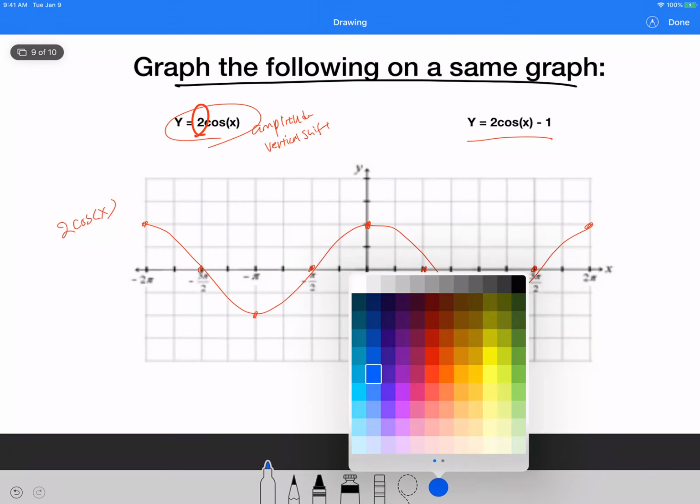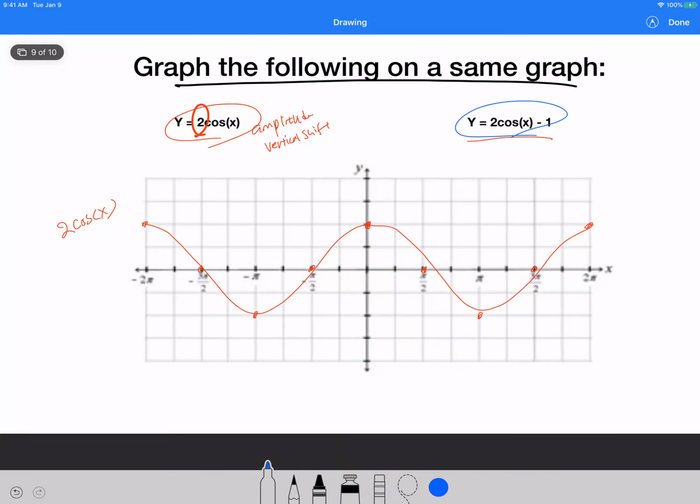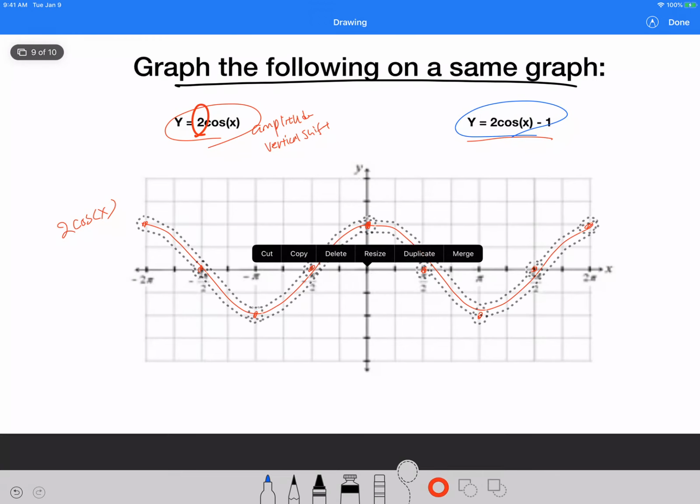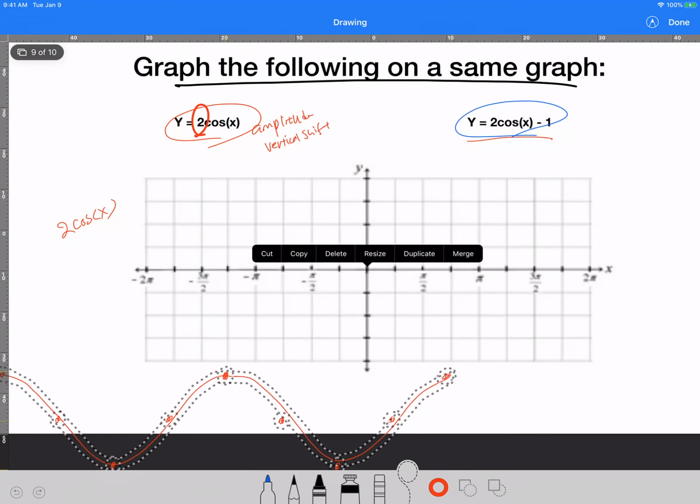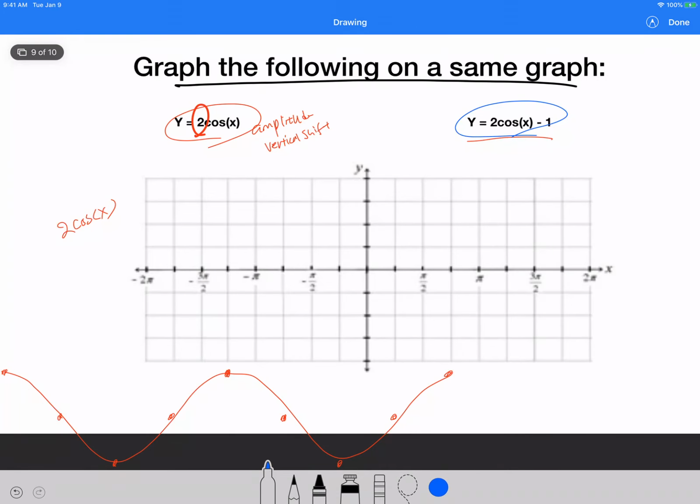My next one in the list is now 2 cosine of x minus 1. So I'm taking this graph and I'm literally drawing it down by 1. Now I am going to erase this part. So when you guys are doing this question on the homework, please just do this first. I really am not going to ask you to draw the original again. You're just going to be asked to graph one equation.